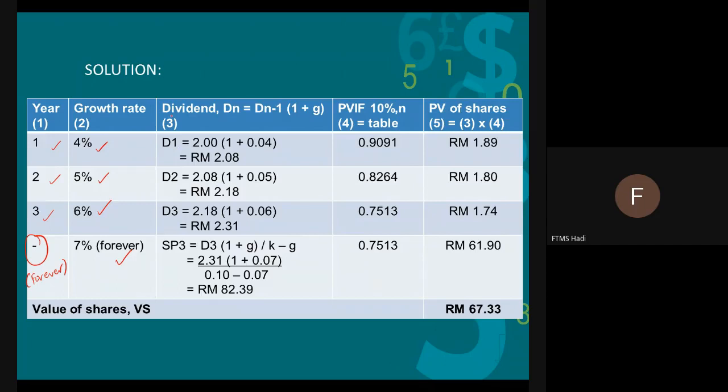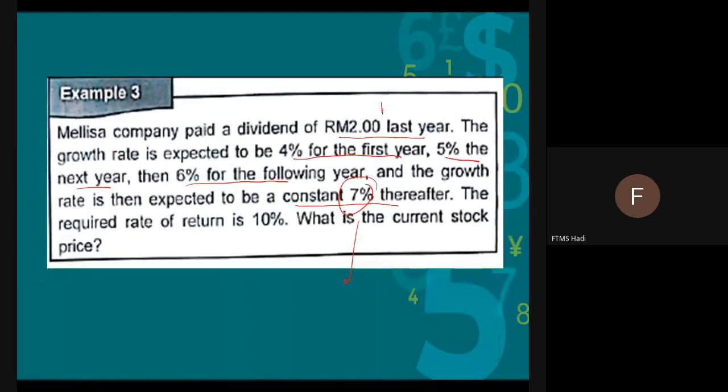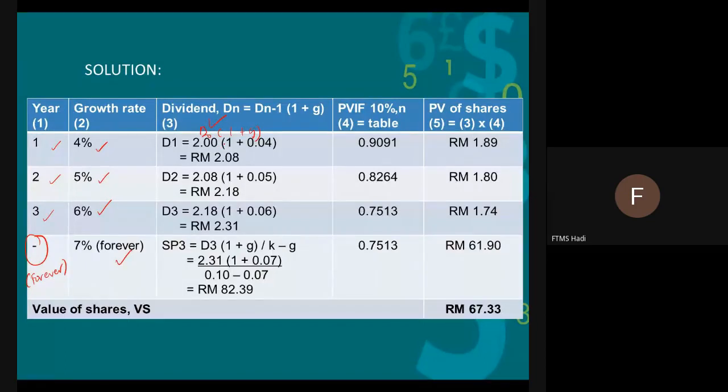So the next column will be dividend, whereby I already explained that Dn is equal to Dn minus 1 times 1 plus G. So to calculate D1, that means D0 times 1 plus G. D0 we already get in the question: last year is D0. So you just put here RM2 multiplied by 1 plus G, G is 0.04 because it refers to 4%. If you press the calculator, 1 plus 0.04 multiplied by RM2 is equal to 2.08.